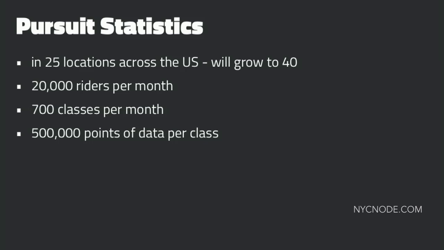So a little about Pursuit. It's currently in 25 locations across America. It's soon going to grow to 40. There are about 20,000 riders per month, that's attendees, about 700 classes per month, and in each class there are about 500,000 points of data. The data challenges aren't really about lots of data at big scale, but about displaying a lot of data in real time as soon as it happens.